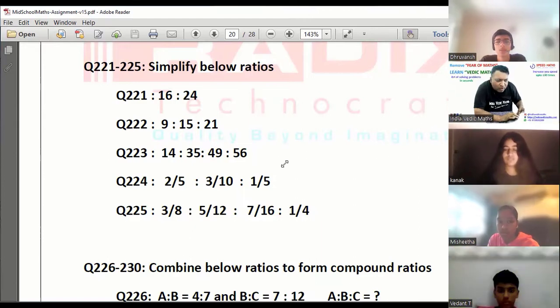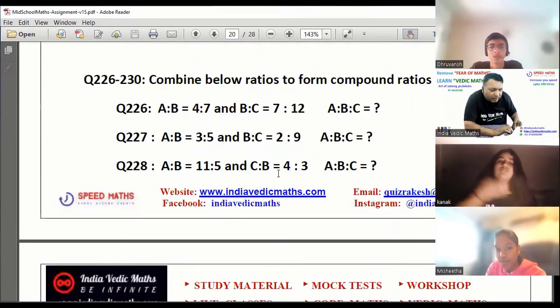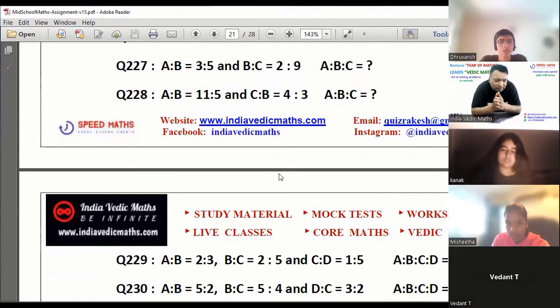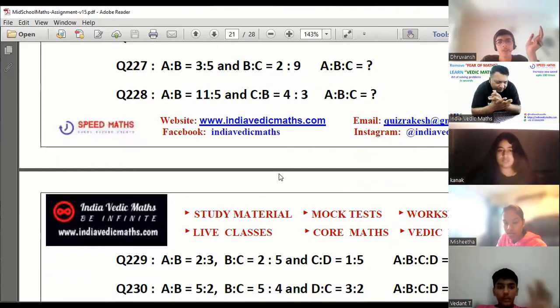Two 121, 225, Kanak, no problem at all. Vedant? No problem. Thank you. Vedant, 226 to 230. Doable? Any problem? Any question, Vedant? I have a question. Yes, please. Sir, 227. Sir, me 226 too.